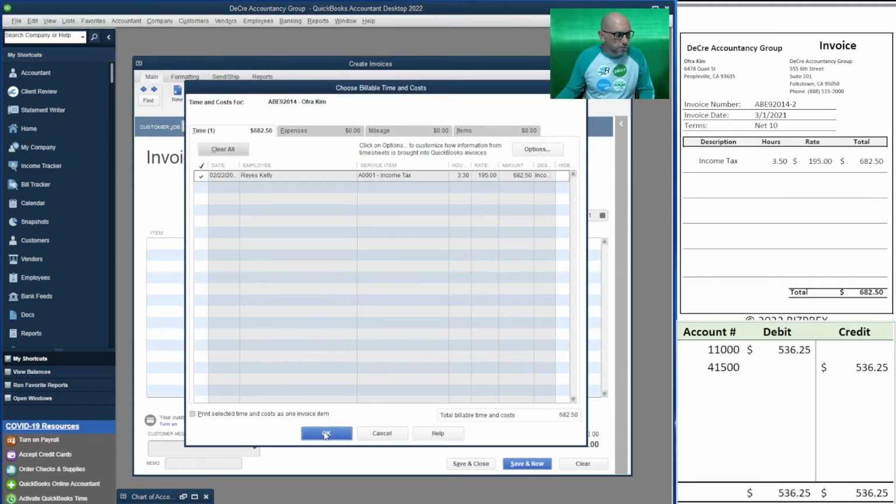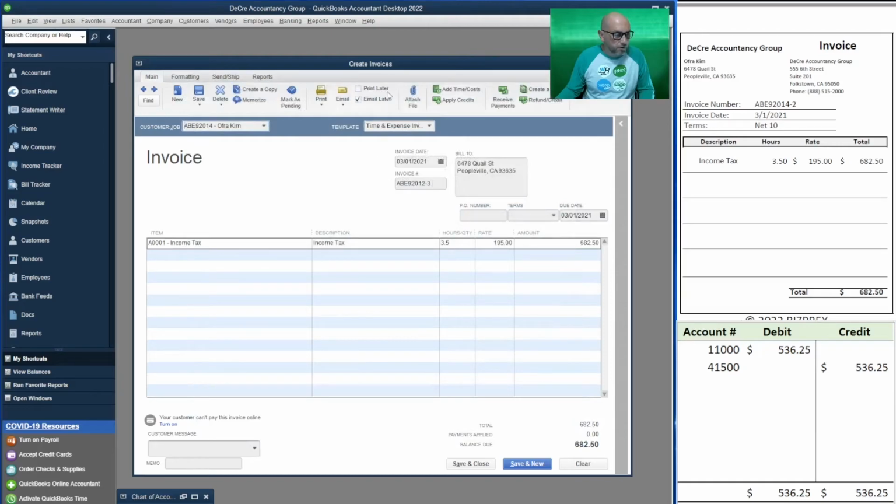Okay, select all. Because we keep good time tracking, we can use it really. 14.2. Okay. Tax preparation, 68250. 68250. Debits and credits are in balance.